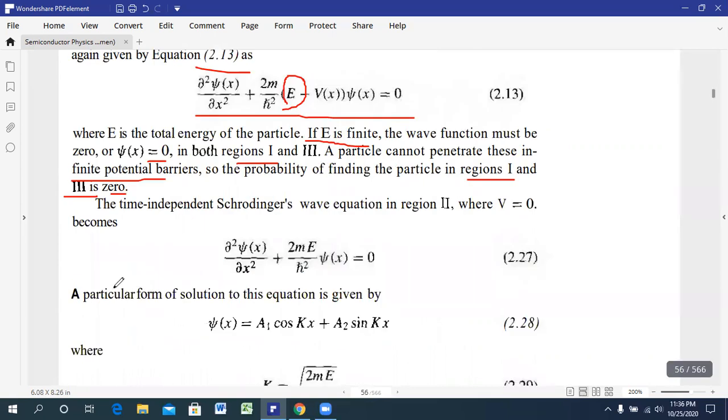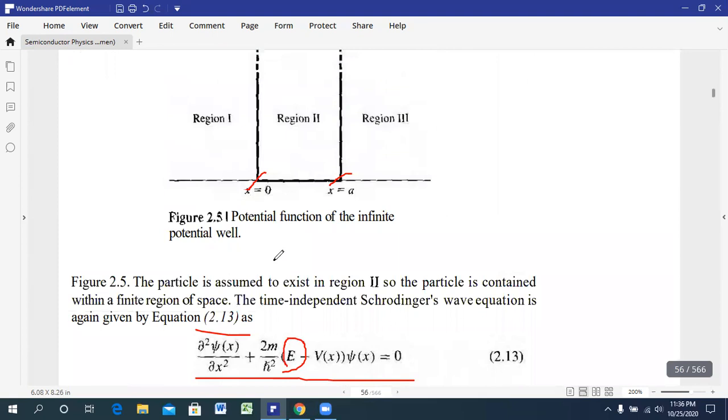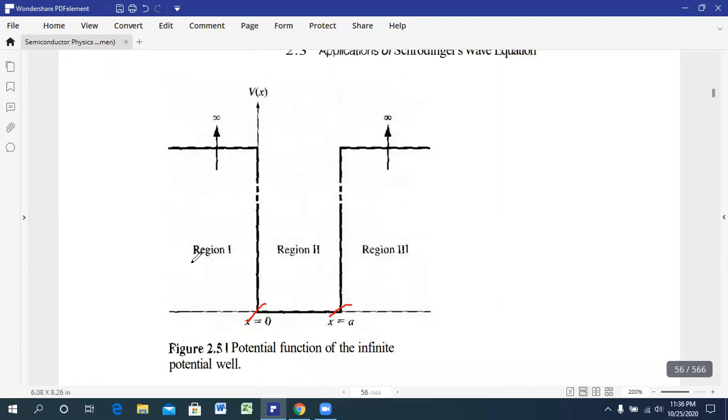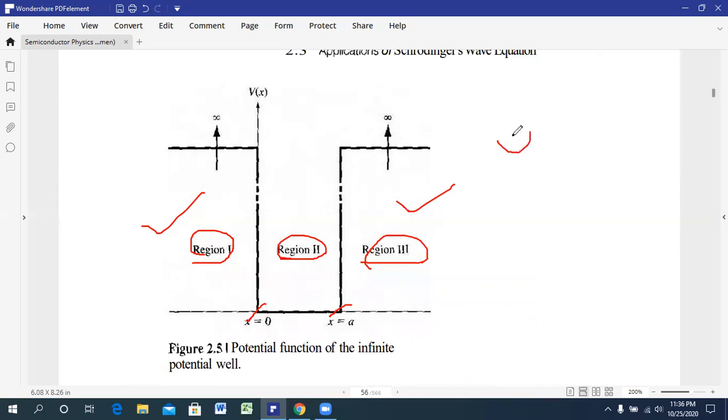Okay. Now for the second reason, if we divide this into three regions, region 1, region 3, and also region 2. For region 1 and region 3, the result of these two should be the same. That means psi of x should be equal to 0 for these two regions. Now we have to determine only region 2.